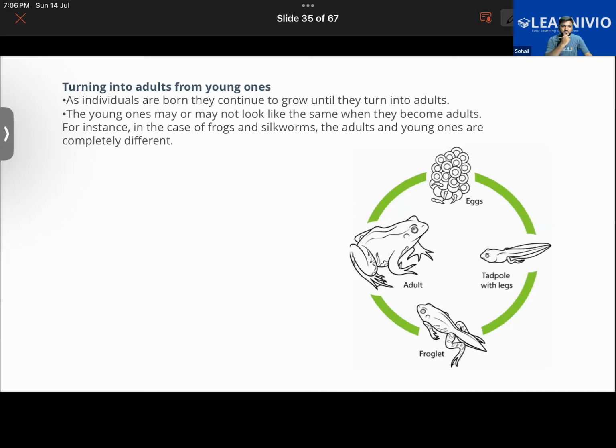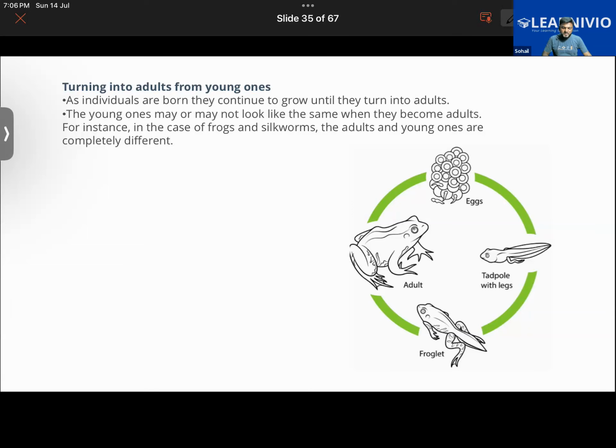Turning into adults from young ones. As individuals are born, they continue to grow until they turn into adults. The young ones may or may not look the same when they become adults. For instance, in the case of frogs and silkworms, the adults and young ones are completely different.